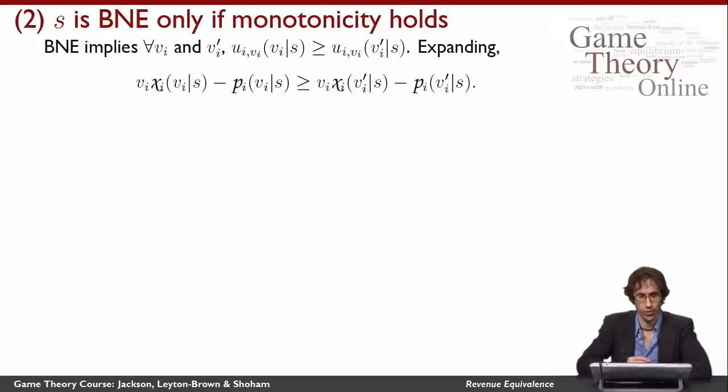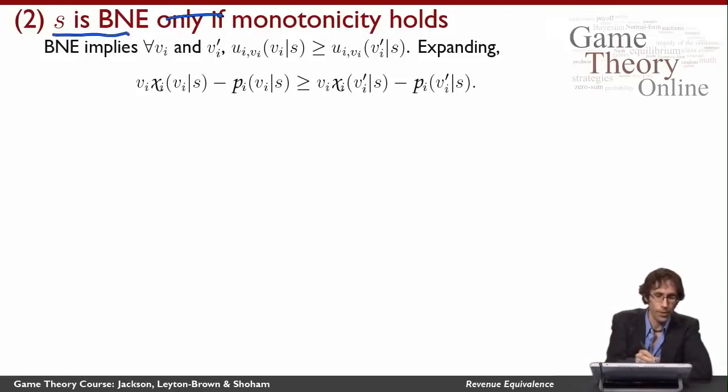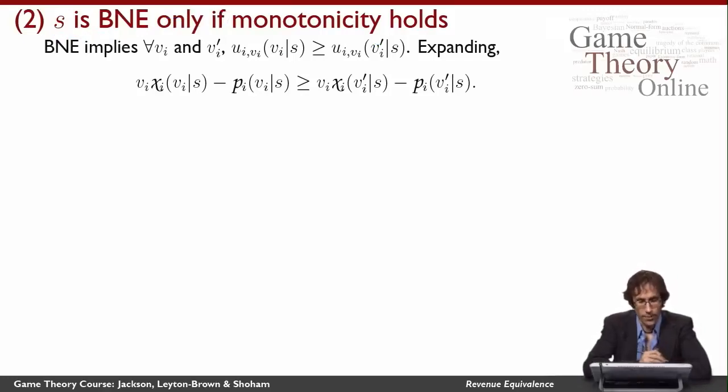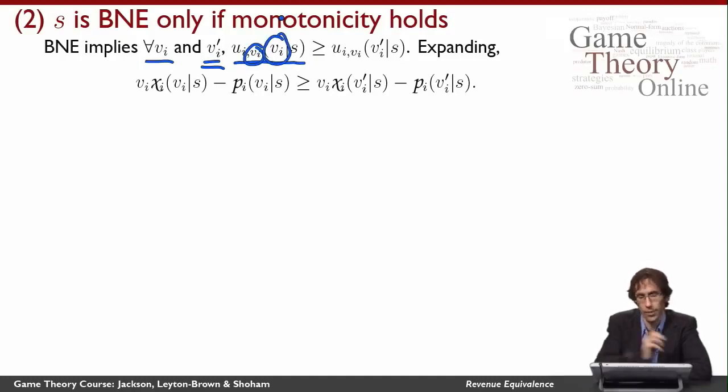OK, now let's do the sufficient conditions. So now I want to say that S being a Bayes-Nash equilibrium implies that monotonicity has to hold. Again, I'm going to make the same kind of argument that I made before, that having a Bayes-Nash equilibrium implies that for all valuations that the agents could have, and all other valuations that they could pretend to have, the utility that agent i gets on expectation from really having valuation vi and playing as though he has valuation vi is at least as big as the utility that he gets from really having valuation vi and playing like he has valuation vi prime.